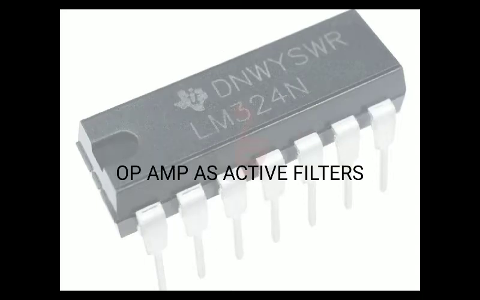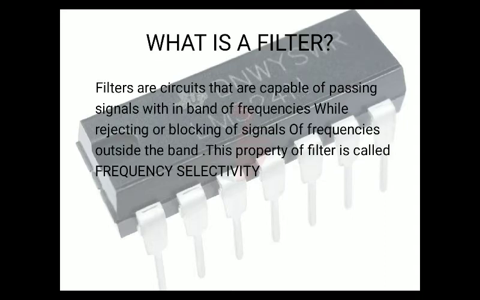Let us see op amp as active filters first. What is a filter? Filters are circuits that are capable of passing signals within a band of frequencies while rejecting or blocking signals of frequency outside the band. This property of a filter is called frequency selectivity.